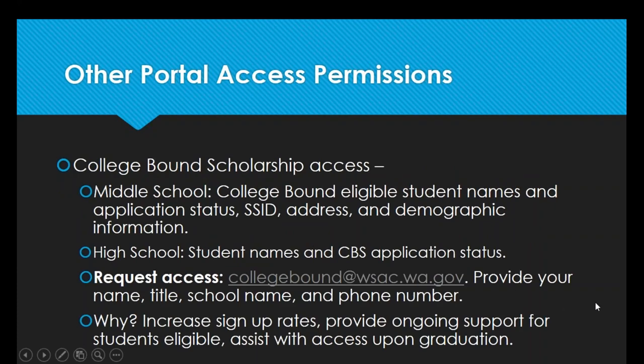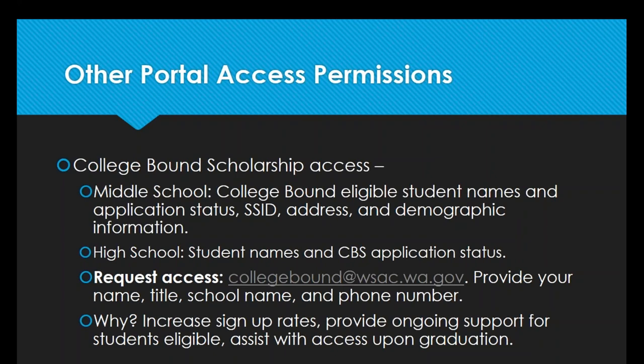In addition to that, there are other resources in the portal that you can have access to. One is the College Bound Scholarship. And for our cohort schools especially, this is important, because we want to really focus on making sure all college-bound eligible students are signed up. So there are different kinds of access for the middle school versus high school. Middle school will tell you all of the eligible student names, their application status, some other demographic information. In high school, you would only see their student names and their application status.